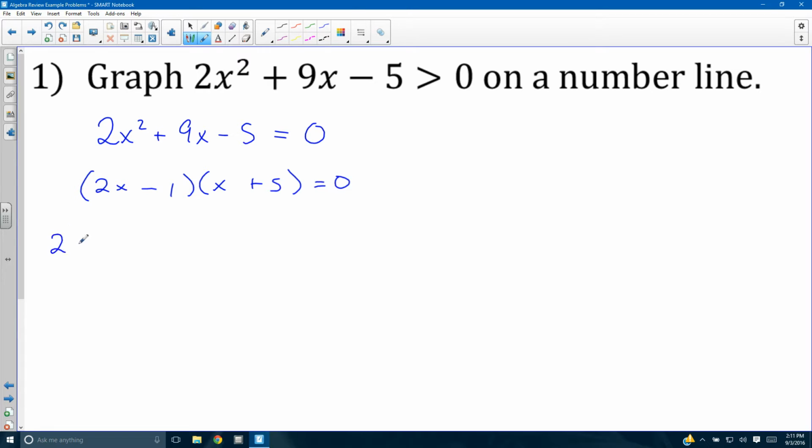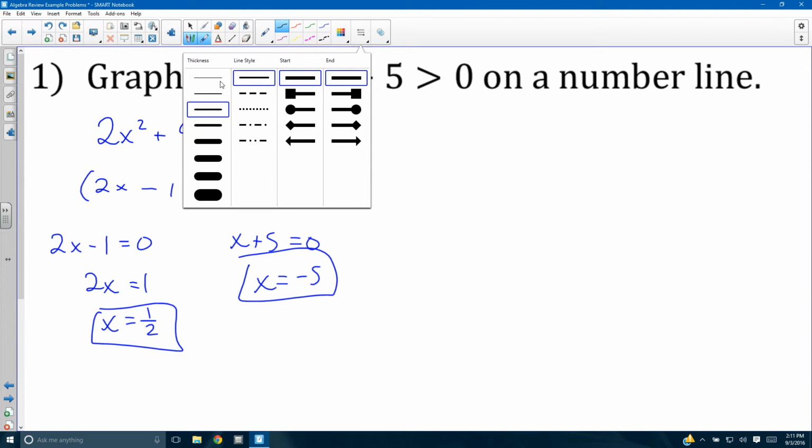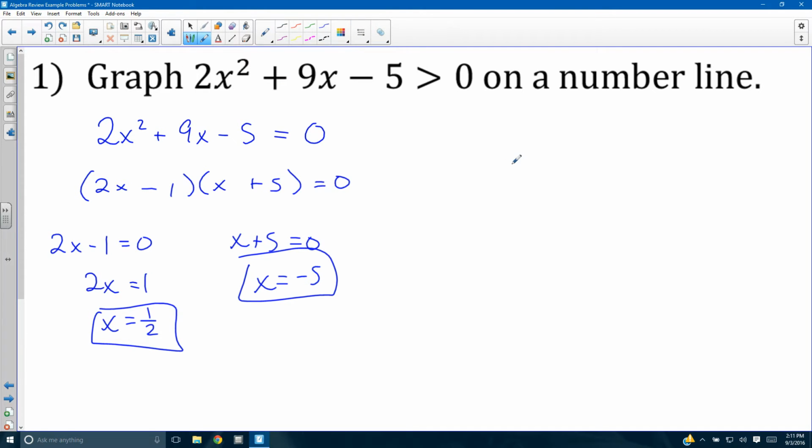So zero product property. Either 2x minus 1 equals 0, or x plus 5 equals 0. So 2x equals 1, and x equals 1/2, or x equals negative 5. So here are my two critical numbers. This is where this parabola intersects with the x-axis, y equals 0. And we got to figure out the points that I plug in for x that will be above the x-axis. So I'm going to test points to the left and right of the numbers 1/2 and negative 5.